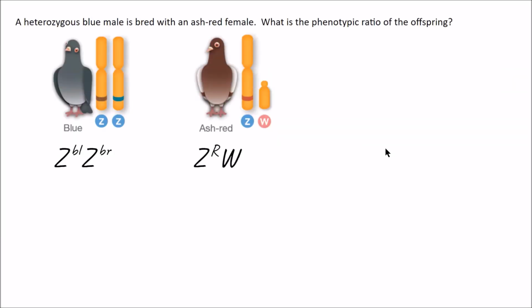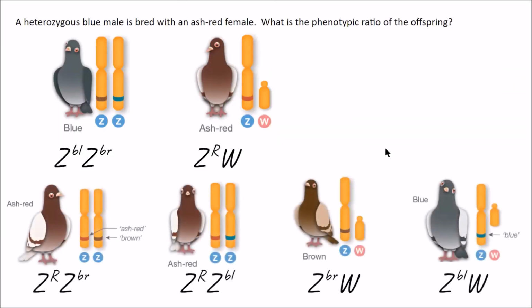So we're going to have a ratio of 2 to 1 to 1: ash red males to brown females to blue females. Now that's not a ratio we've seen before. This is a new ratio. This is not a ratio that we would get from our normal Mendelian cross.